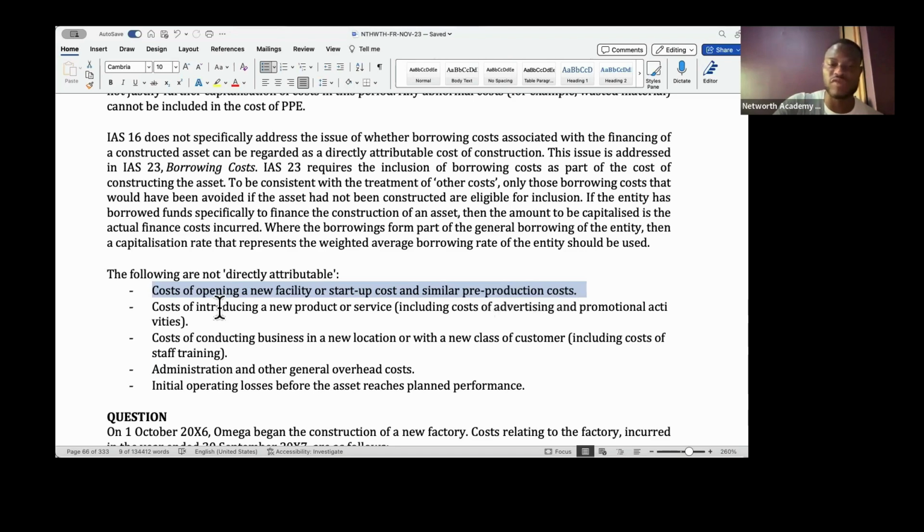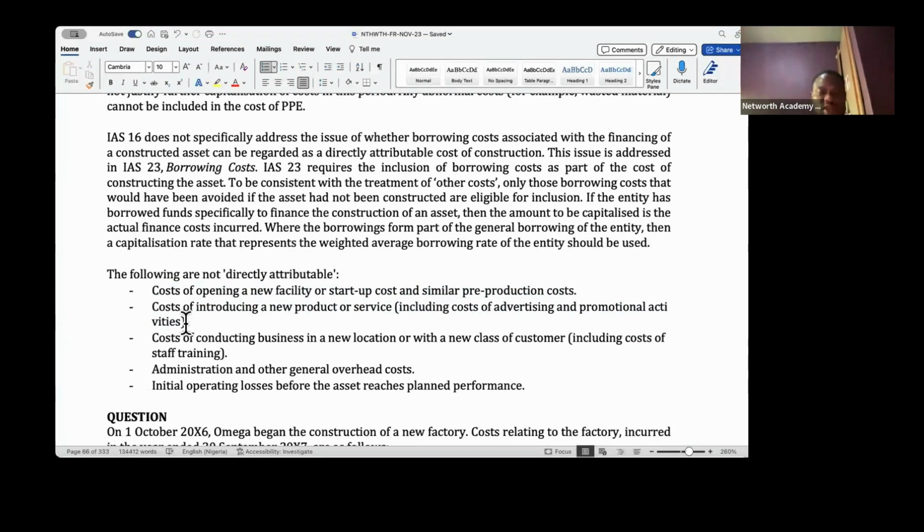Another one is the cost of introducing the product. So the asset is ready. You now want to do some advertisements or promotional activities. Those ones should also be expensed. They are just advertisement costs. So you should most likely expense them.